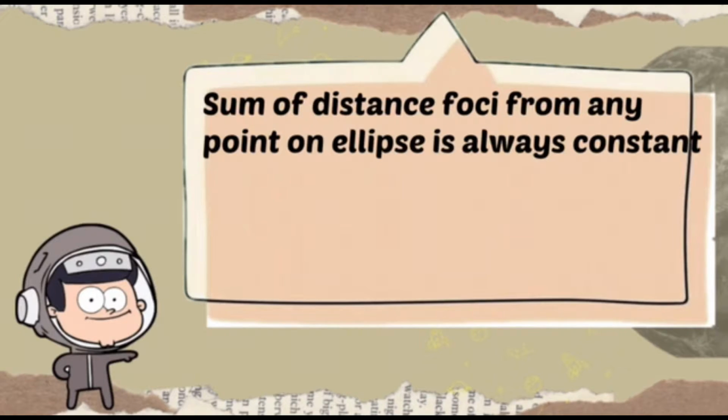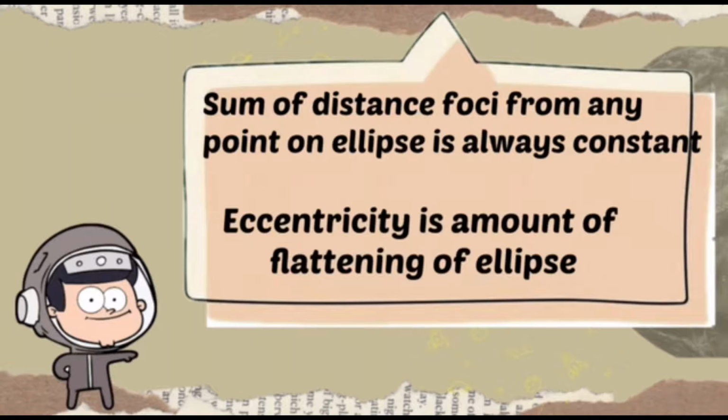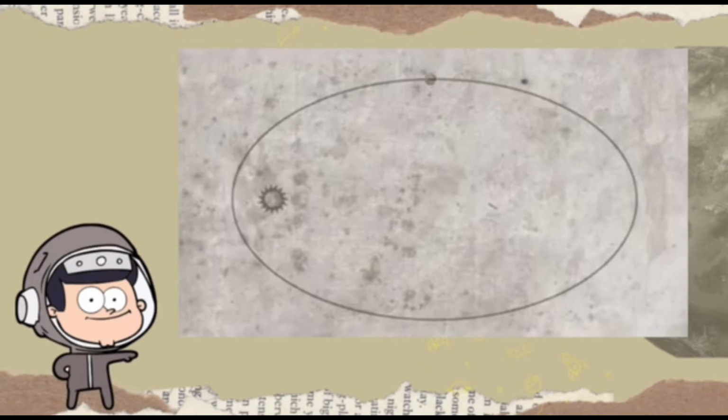The second property is eccentricity. Eccentricity is the amount of flattening of the ellipse. When the ellipse is flatter, the eccentricity is greater. The third property is the major axis and minor axis. The longer axis is the major axis, while the shorter axis is called the minor axis, and half of the major axis is called the semi-major axis. As we can see, a planet orbits the Sun in the shape of an ellipse.